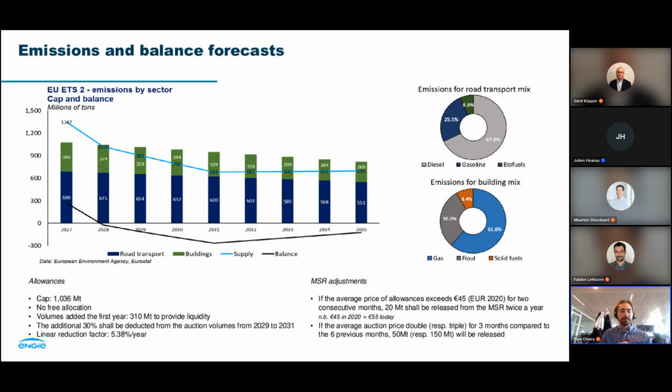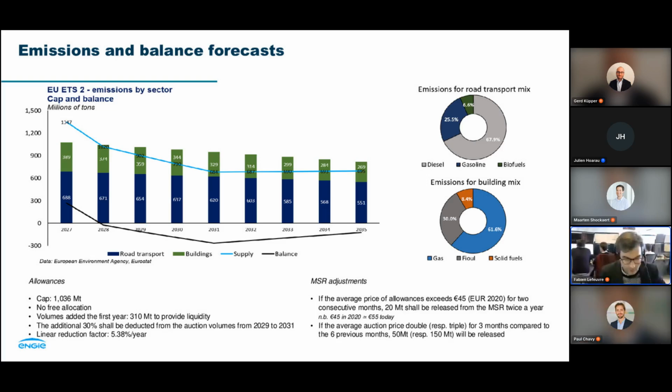And to conclude, the final balance will depend overall on real-world emissions reduction, technological adoption, such as the electric car fleet, for example, and how the MSR interventions play out in the years after 2030. I now leave the floor to Fabien.